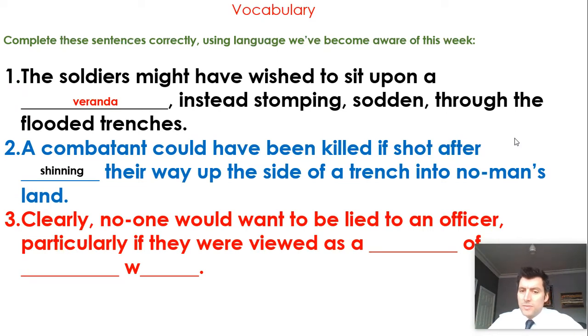Clearly, nobody would want to be lied to by an officer, particularly if this officer was viewed as a man of their word. So remember that phrase which relates to somebody who's honest, a man of their word. It's a useful phrase to use when you're trying to describe a character as honest, but you don't want to just say the honest person, the honest person, the honest person. So it's one of those synonymous phrases for somebody who's honest, for an honest person.